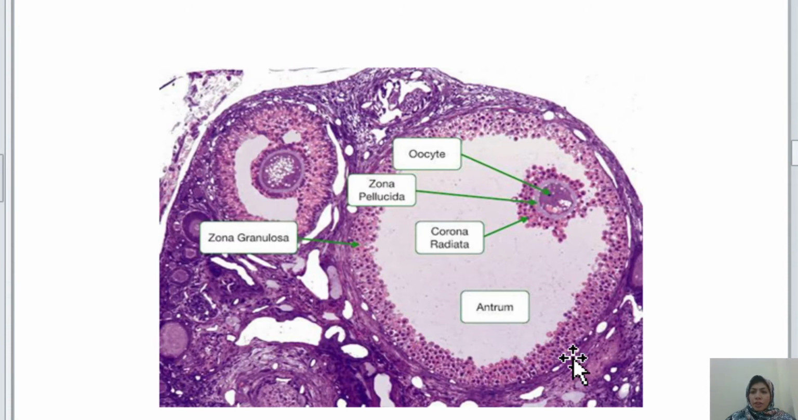This is the picture that shows you the antrum. As I explained, fluid fills a space in the granulosa layer and fuses to form the antrum that shows in a mature follicle. It also shows the corona radiata, which, as I explained, is a single layer of granulosa cells that surround the primary oocyte. You see that it surrounds the primary oocyte, and it shows the zona pellucida that's secreted by the oocyte. These are also zona pellucida.